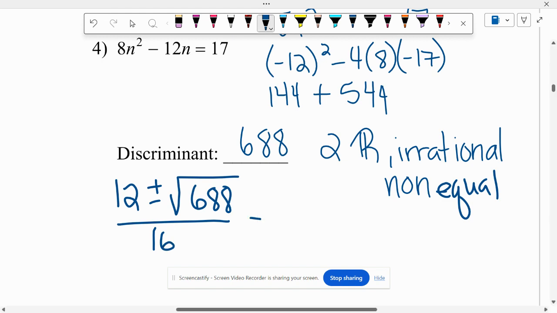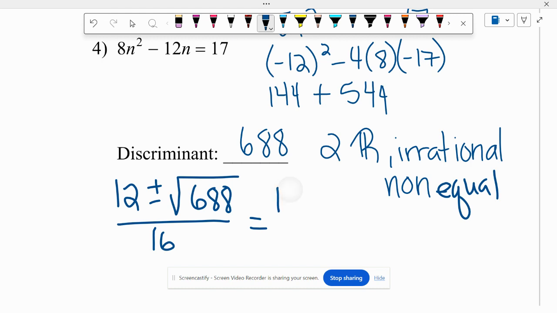Are you guys okay if I don't write 2 times 8 and I just do that mentally? Okay, so we have to simplify that 688. It's even, so the first thing I would do is see if it's divisible by 4. Is it divisible by 4? 688 divided by 4 is? Okay, that gives me another even answer. So take 172 and see if that's divisible by 4.